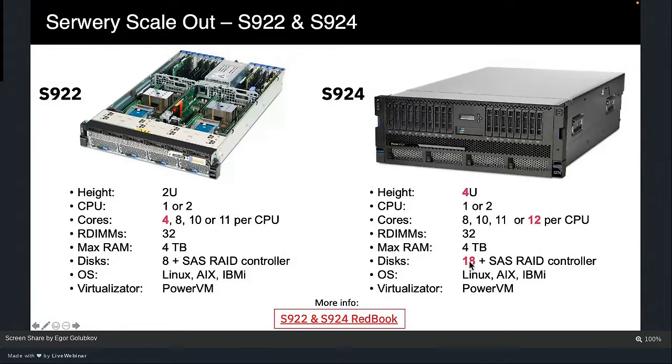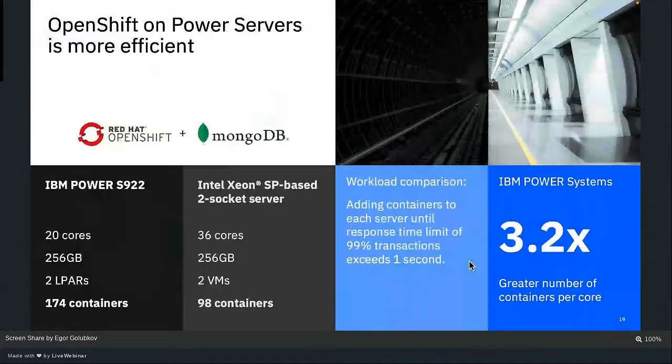But as I said earlier, it is much more reliable to connect Power servers with storage machines. Then we've done our internal tests to compare the Power servers and the x86 servers, and the tests were made in this way: on every machine, on IBM Power and on Intel, we installed two virtual machines. And on each virtual machine, we wanted to install as many containers as possible.